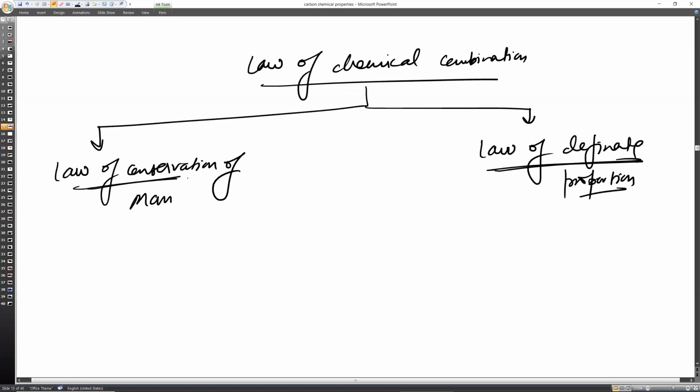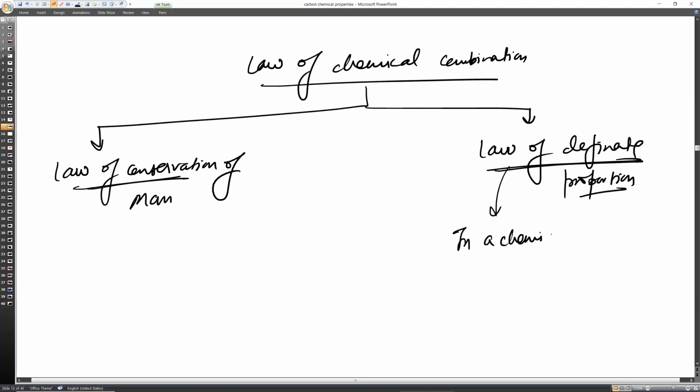The law of conservation of mass states that mass can neither be created nor destroyed during a chemical reaction. Everybody knows about this one. And the law of definite proportion says that in a chemical compound the elements are arranged in a fixed ratio by mass. So, what does the law of definite proportion state?